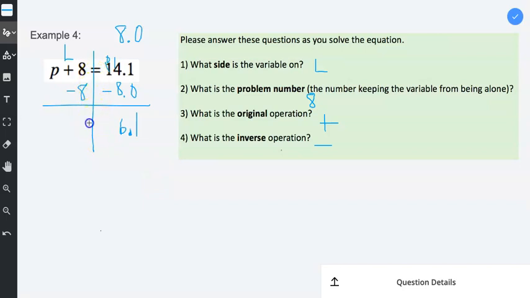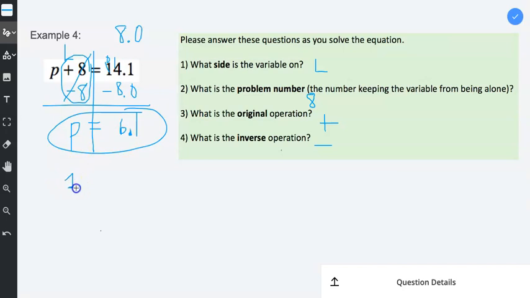Then I need to bring down the equal sign. And then I need to draw 0 around the 0 pair. Remember, if they're both 8s and one is positive and one is negative, that's what forms a 0 pair. So we're left with P. P is equal to 6.1. Since we've isolated P, meaning P is alone, we have solved the equation.